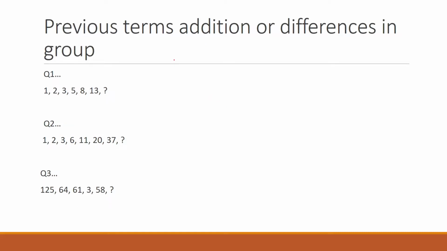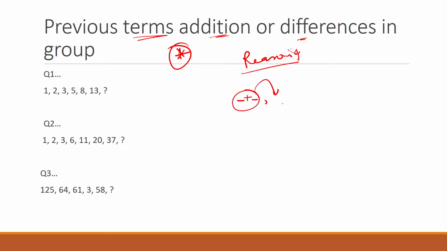So this is the last method from my side, wherein we do the previous terms addition or differences. Happens in reasoning, wherein the sum of the previous two terms will give you the third term, or the previous three terms will give you the fourth term, sum or difference. And this is a concept that is used in government exams as well. So let's start with the first question.